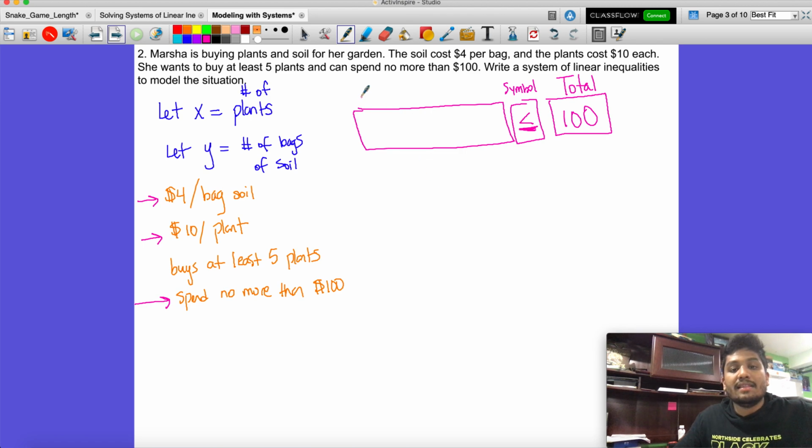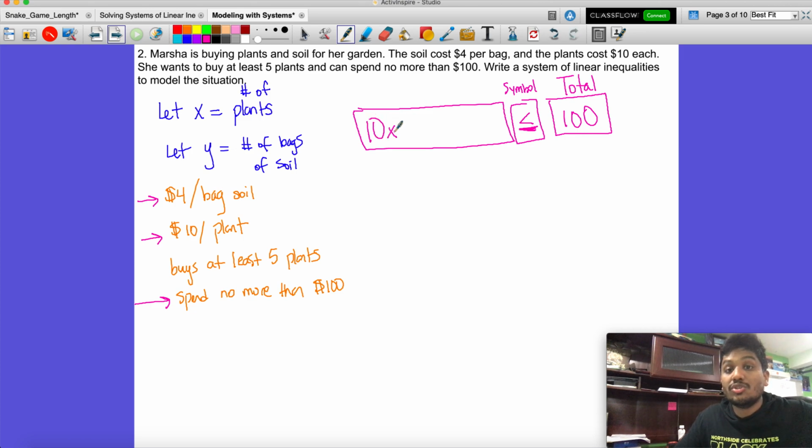And this right here is where it's going to go. These are the units that, when you add or subtract or whatever it is that you're doing, will eventually come up to this total and will match these units. So I shouldn't really write units up here. Now what is going to make up this $100? Well, she's buying $4 per bag, but what was a bag of soil? A bag of soil is here, that's a Y. $10 per plant. So $10 for every plant.